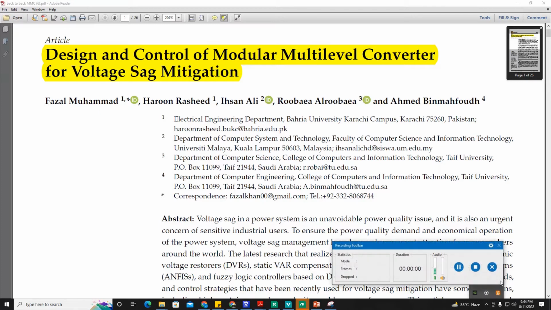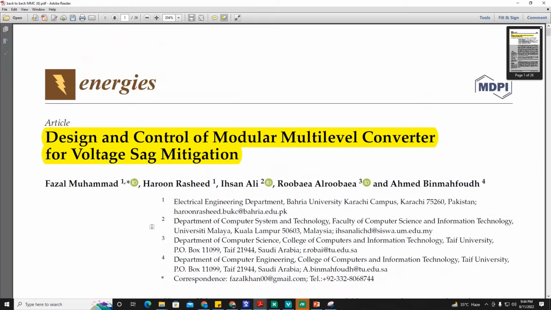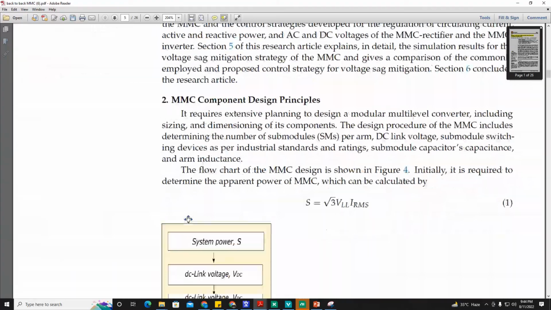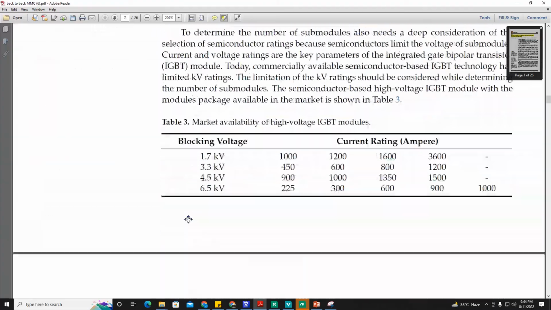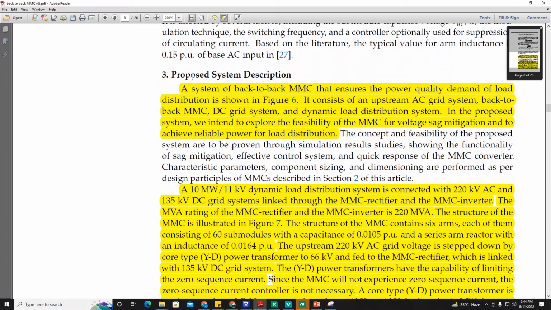This is Jahangir Badar Sumro, Assistant Professor, Electrical Engineering Department, Sakkara University. This is part 2 of the video. In the first part, we discussed the introduction portion of design and control of modular multi-level converter for voltage sag mitigation. We discussed up to page number 8, arm inductance. So now we'll continue with section 3, proposed system description.